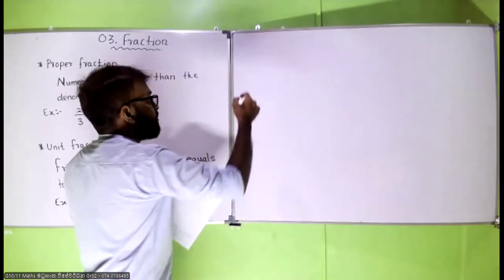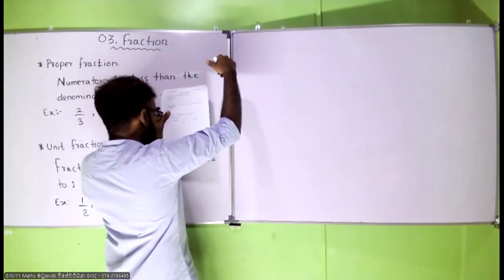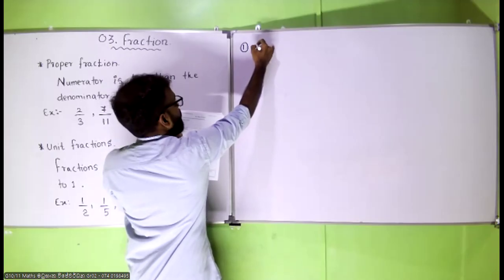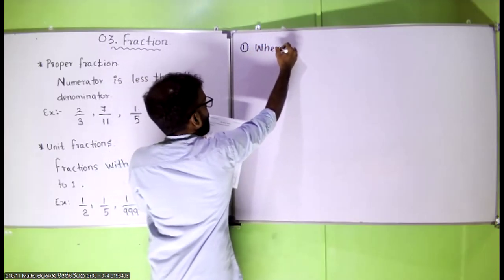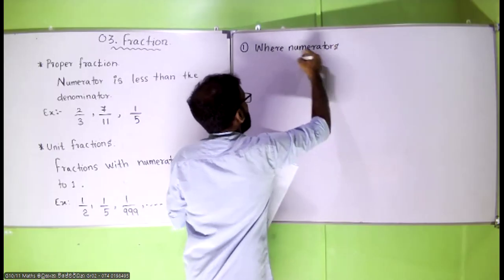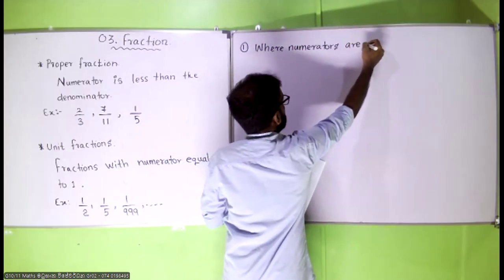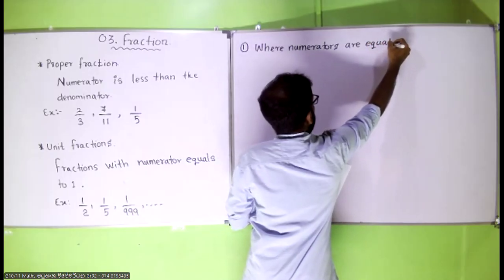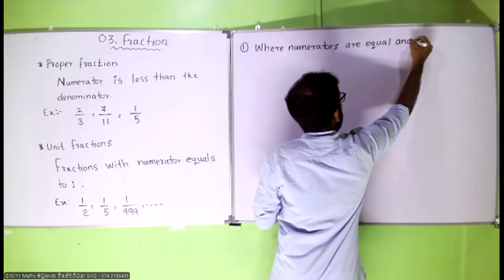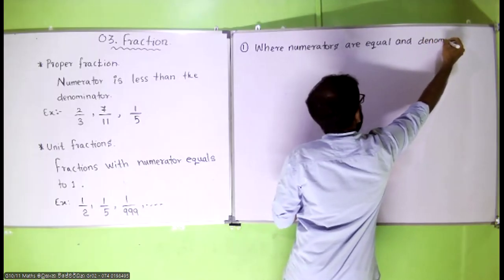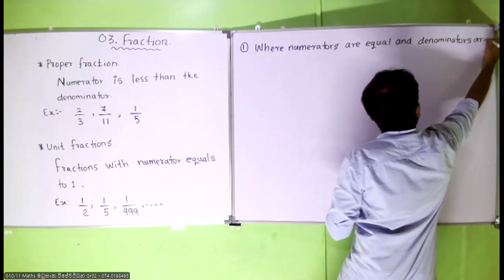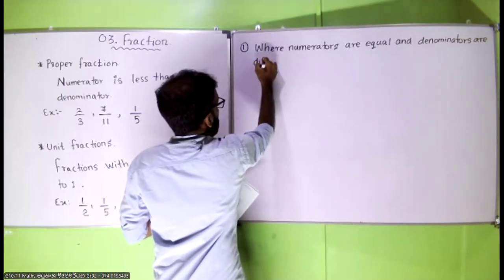In under that subtitle, please write under the first case, where numerators are equal and denominators are different. I'm not going to write it all because you have the tutor.